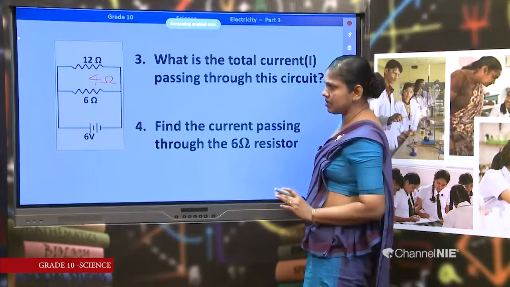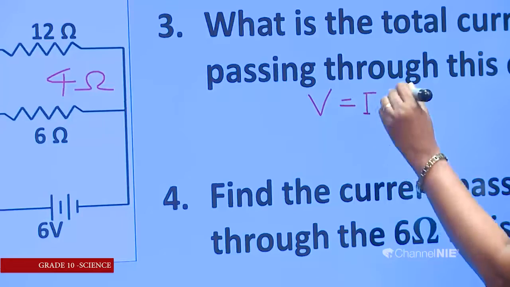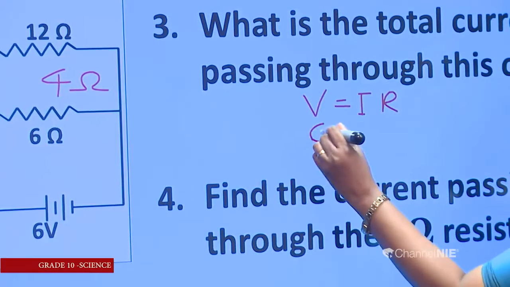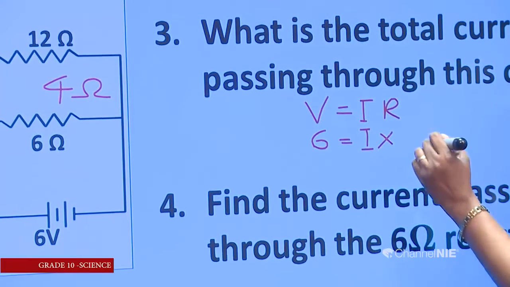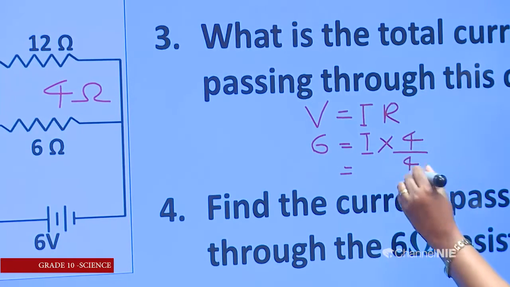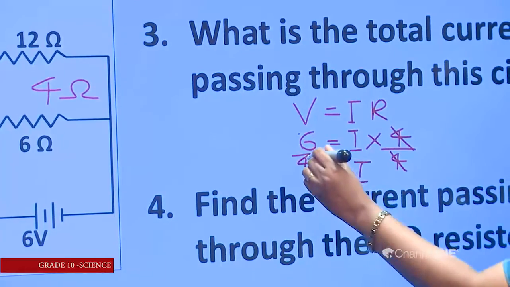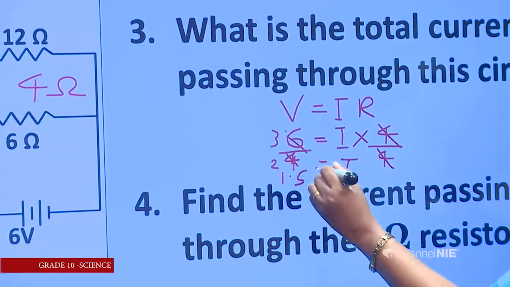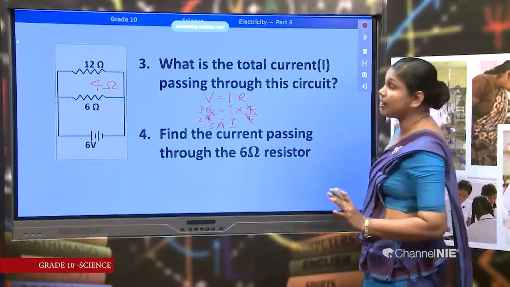When we know the equivalent resistance, then it is possible to get the current flow. V equals IR. Always you have to use the relevant equation. V is 6. I we don't know. R is the equivalent resistance, which is 4. Then what is I? To get I, both sides can be divided by 4. Then I equals 6 over 4, that's 3 over 2, equals 1.5 amperes. 1.5 amperes is the total current flowing through the circuit.